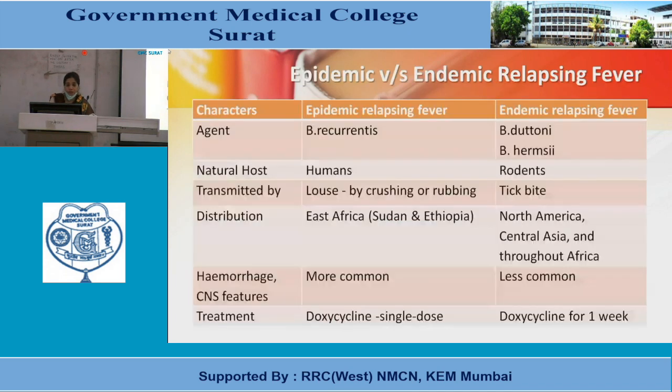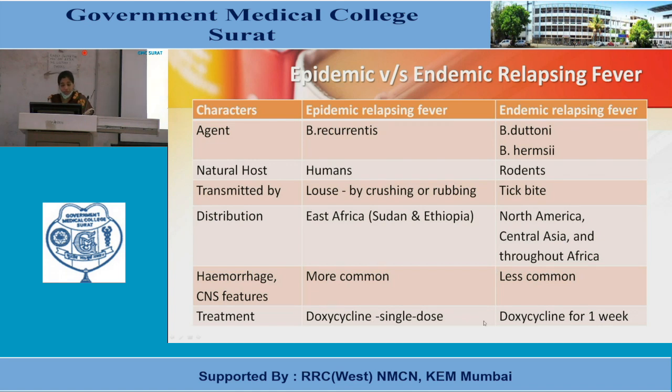So this is the table of epidemic relapsing fever and endemic relapsing fever. The agent in epidemic is Borrelia recurrentis, and in endemic, Borrelia duttonii and hermsii. The natural host is human in epidemic, and in endemic relapsing fever it is rodent. Transmission is by louse, by crushing or rubbing, versus tick bite. Distribution: epidemic is in East Africa, in Sudan or Ethiopia, and endemic relapsing fever is in North America, Central Asia and throughout Africa. Hemorrhage and CNS features are more common in epidemic relapsing fever and less common in endemic relapsing fever.